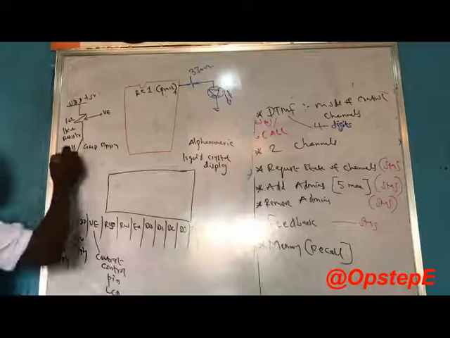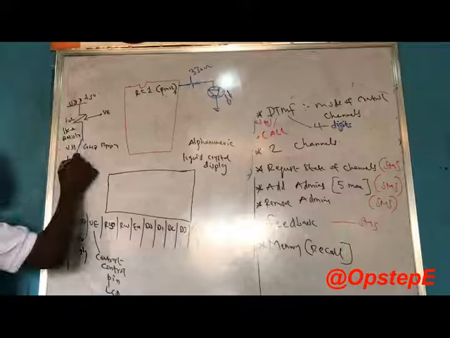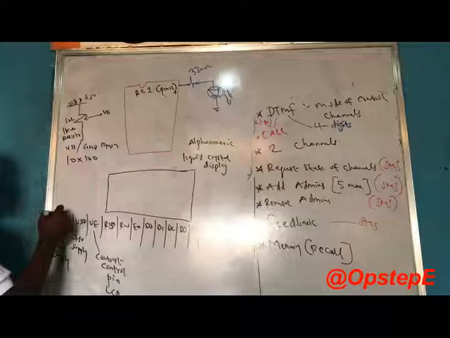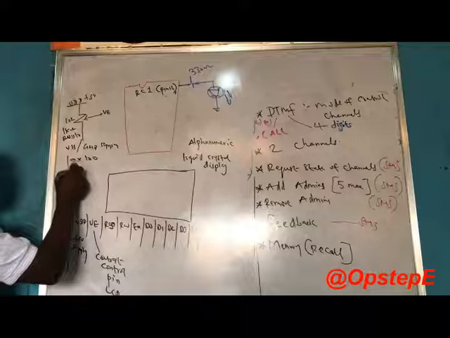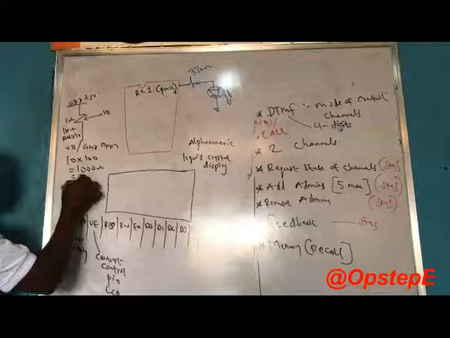How did you get 1 kilo? Just take the first digits, 10. The 2 becomes the multiplier, so 10 times 100. You get it? So this becomes 1,000 ohms, which is 1 kilo ohms.